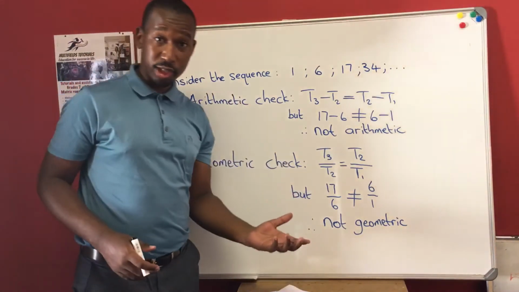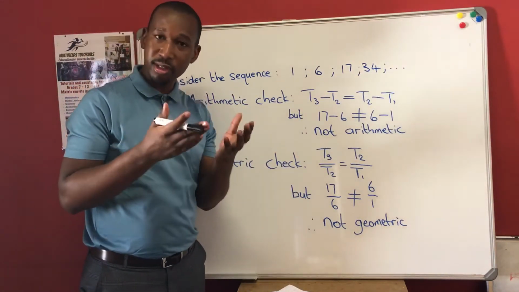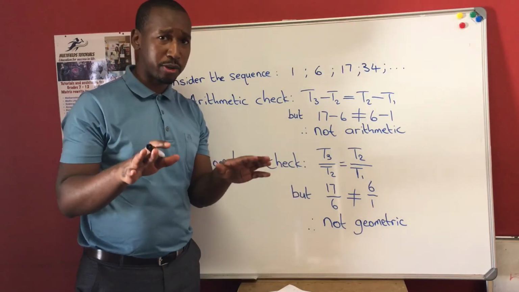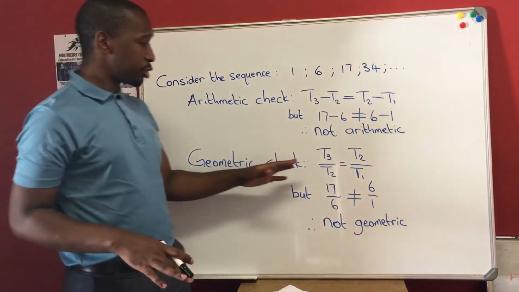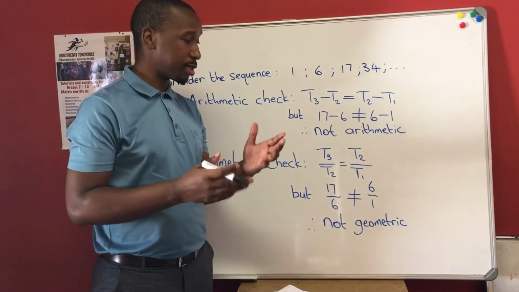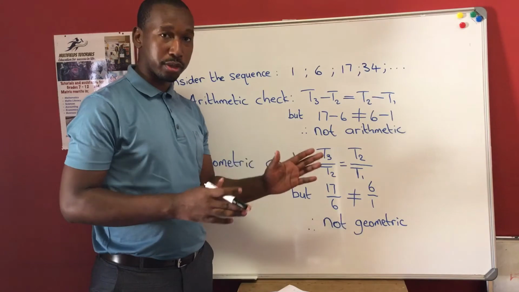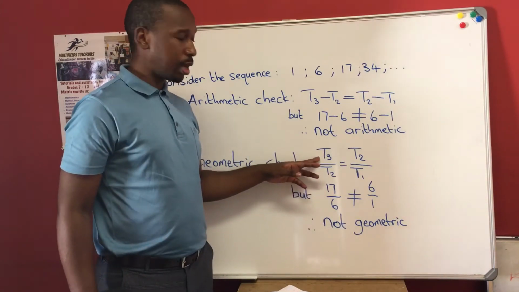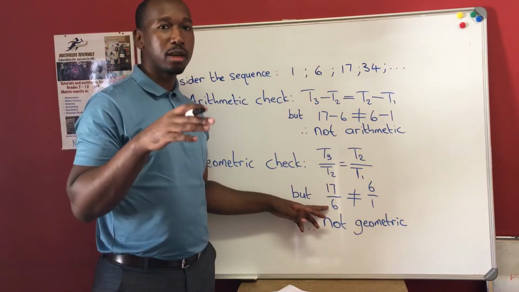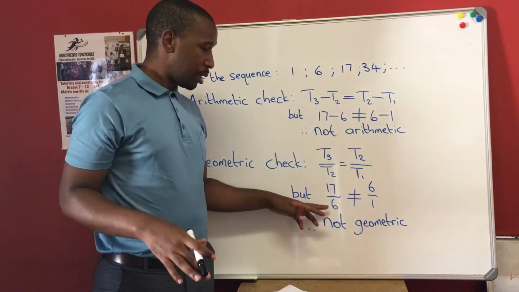Now we do the second check. We check if it's geometric, because we've already studied geometric sequences and we know how to deal with them. So we do the geometric check. In the geometric check, we check for the common ratio. That is, the ratio of the consecutive terms should be equal. Now we take T3 and divide by T2, which is 17 over 6. That would give us about 2.83.